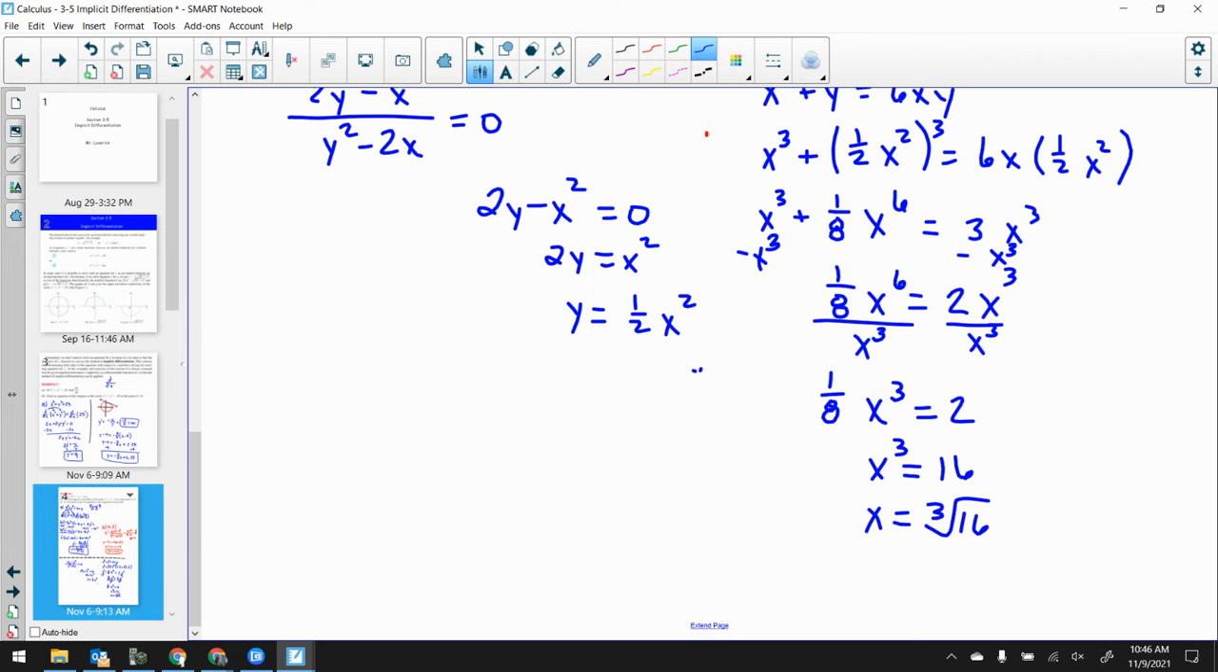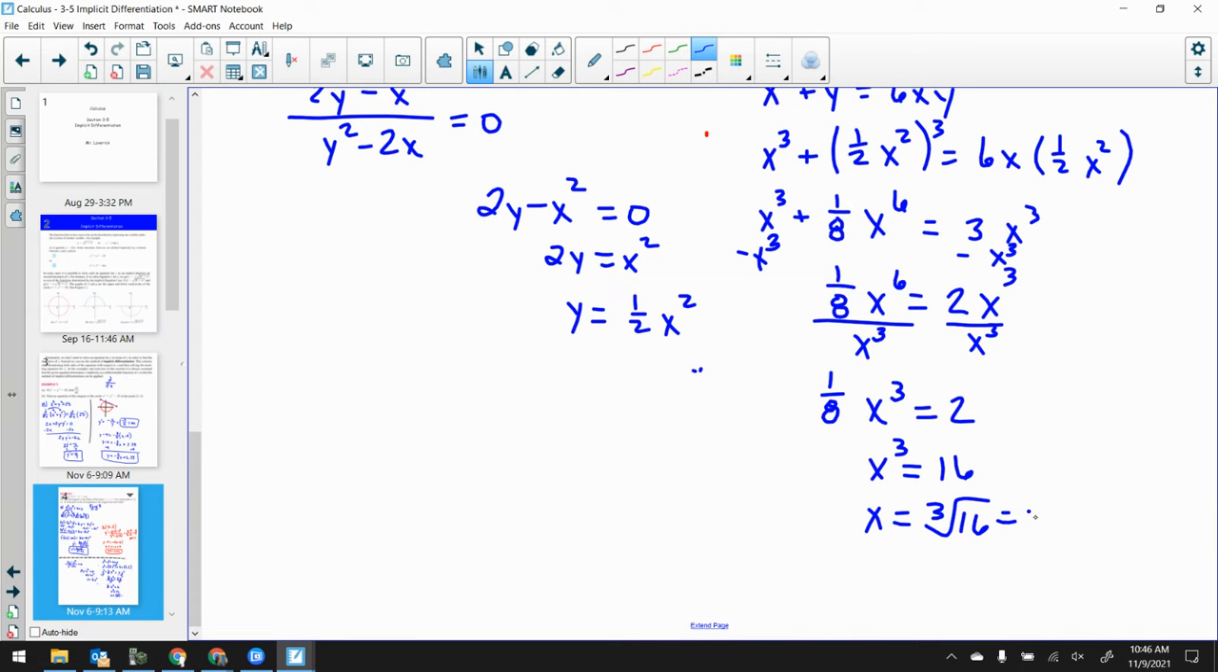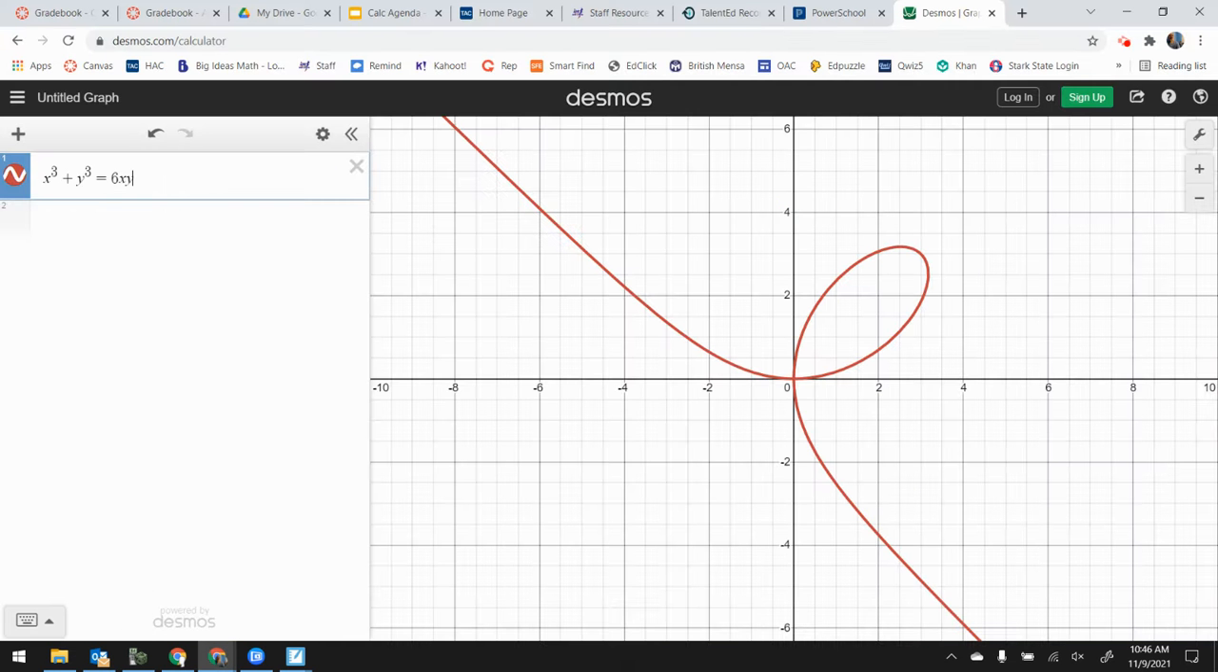All right, so it's the cube root of 16, which is 2.5. We'll round it to 2.5. So whenever the x value is 2.5, that's when I have the tangent being horizontal. Like, okay, now go back to our graph.